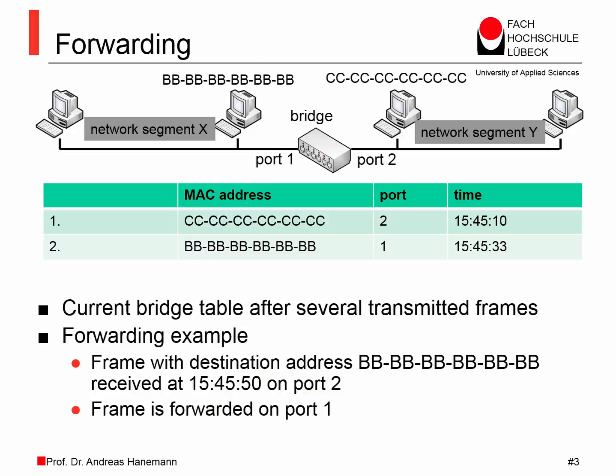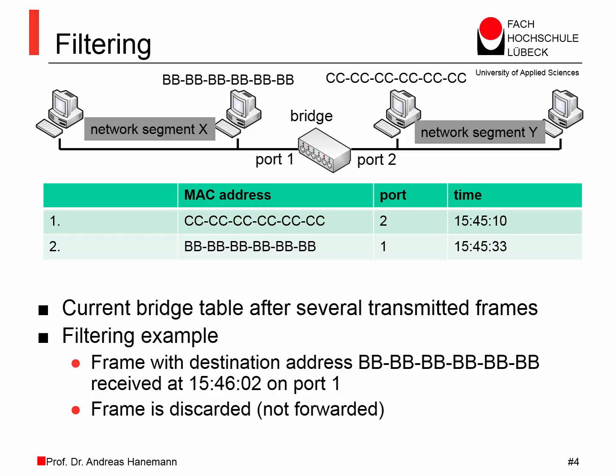On the next slide, we take a look at how the bridge table is being used. The bridge receives a frame with the destination B on port 2. It identifies that the device is connected to port 1 and forwards the frame to this network segment. If there were more than 2 ports, this would already make a difference in comparison to flooding.